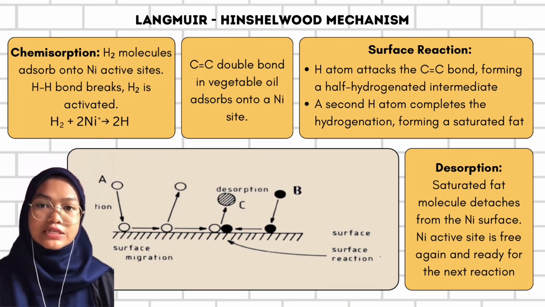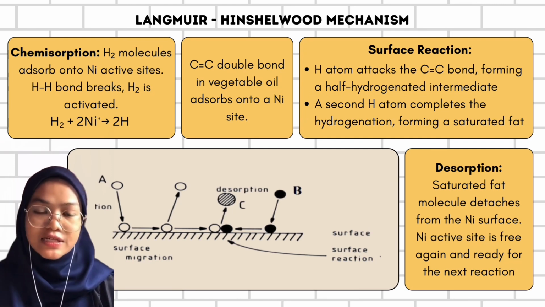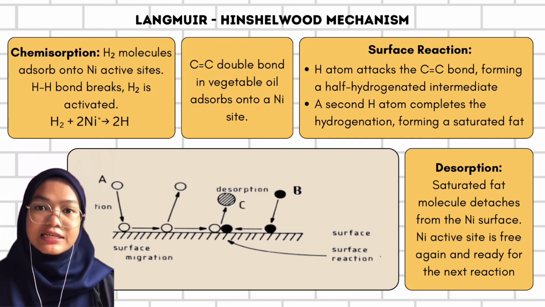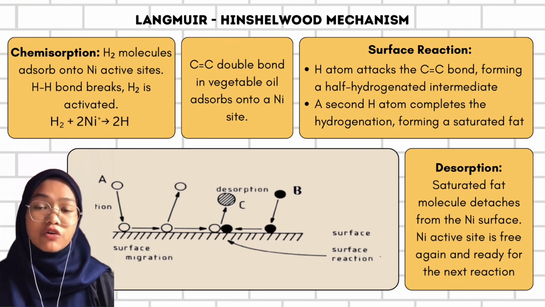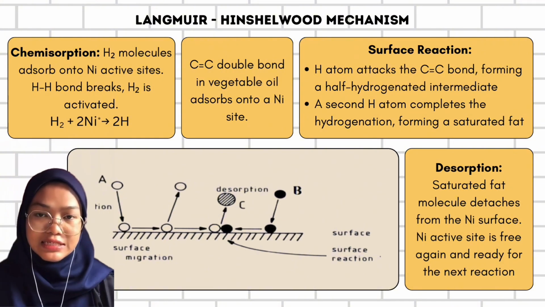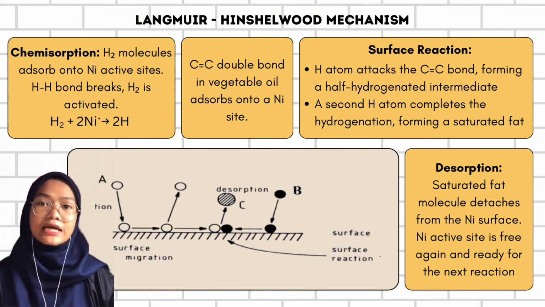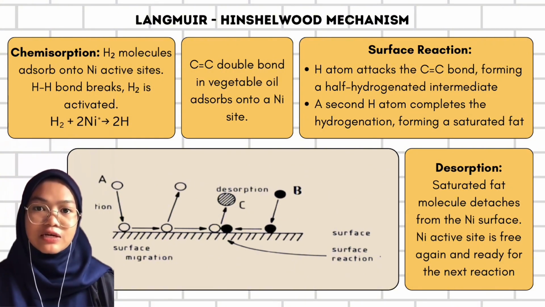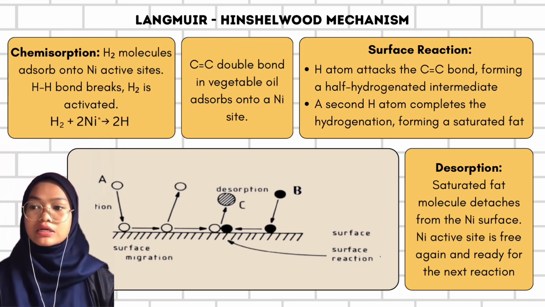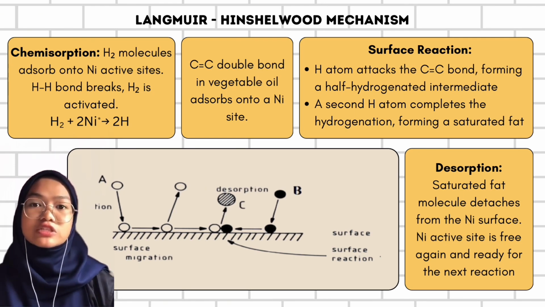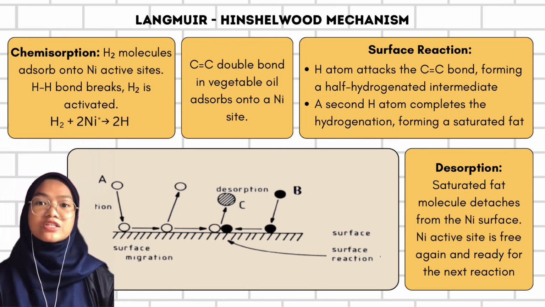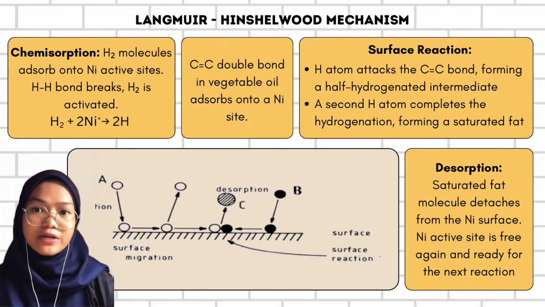Next, if we break down the Langmuir-Hinshelwood mechanism in detail, first, the hydrogen molecules will adsorb onto the nickel active site. The nickel will break the hydrogen bond of the molecules. At the same time, the C=C double bond also adsorbs onto the nickel surface. The reaction only happens on the surface, where a hydrogen atom attacks the C=C double bond, forming a half-hydrogenated intermediate. A second hydrogen completes the hydrogenation, forming a saturated fat.